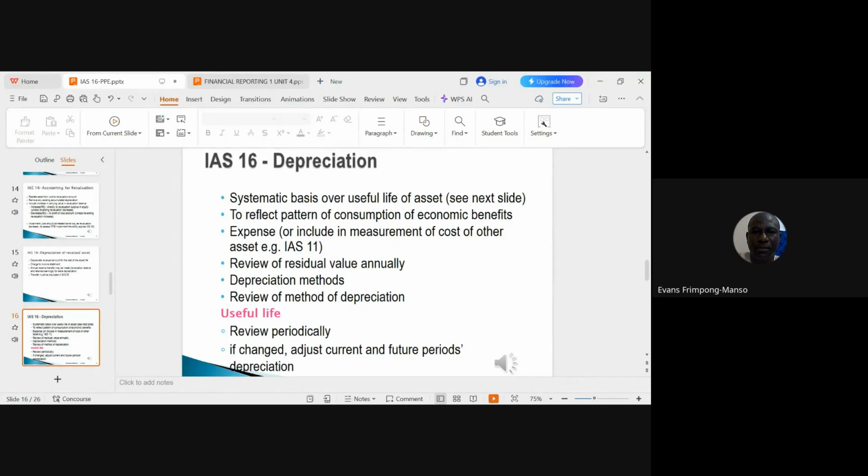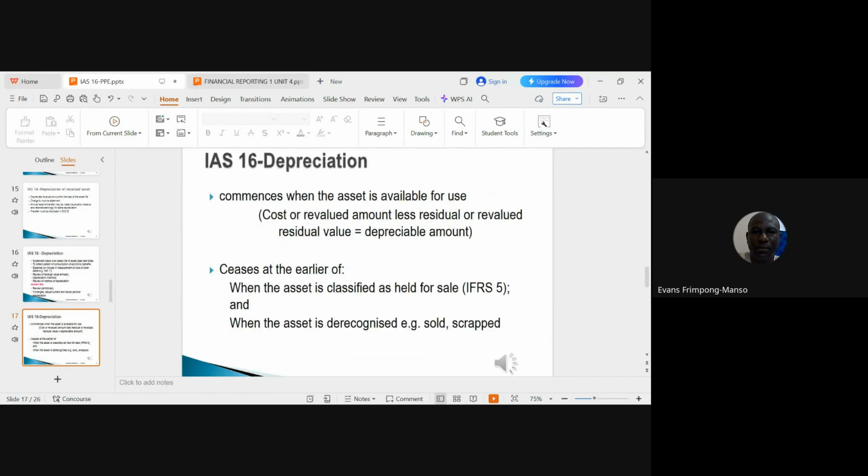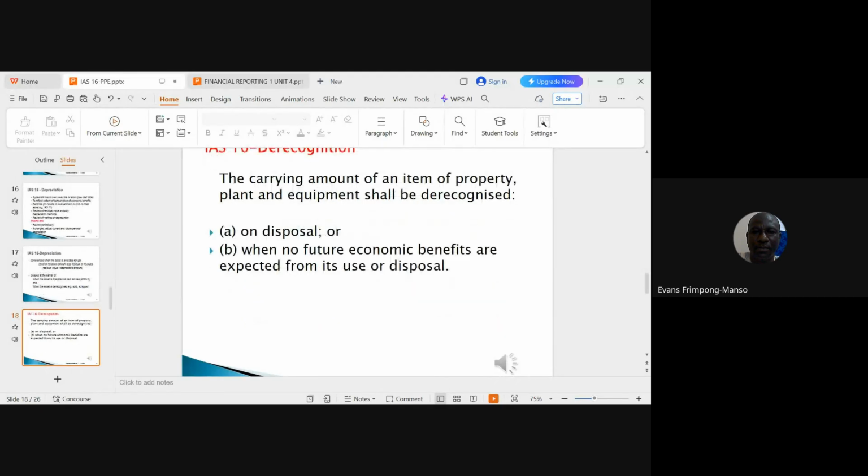So this is all about depreciation. I've talked about the useful life. I mean, the number of years that the assets will be in use. So we will deal with that one. We are all on depreciation.